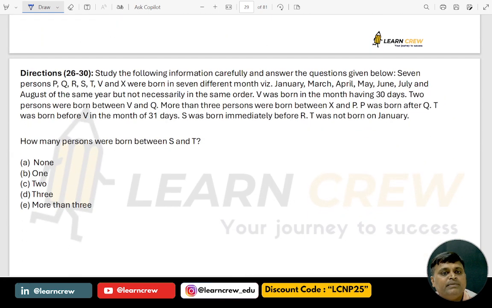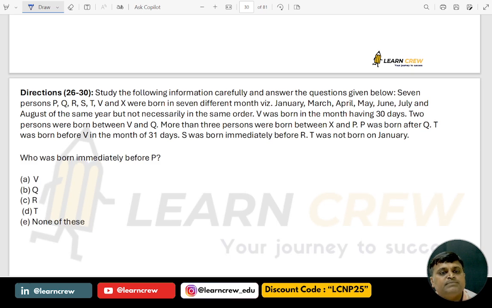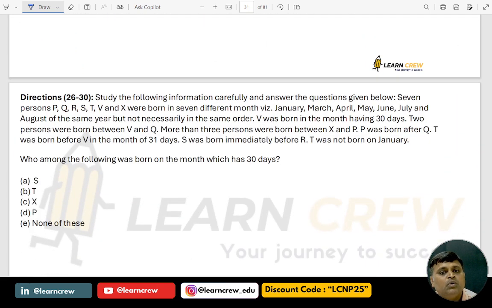Next, how many persons were there between S and T? There is only one person, that is V. Next one, who was born immediately before P? Q. Next, who among the following was born in a month which has 30 days? Which has 30 days means it is April and June. Who are born in April and June? V and R. So the answer is not there in the options. So the answer is none of these.